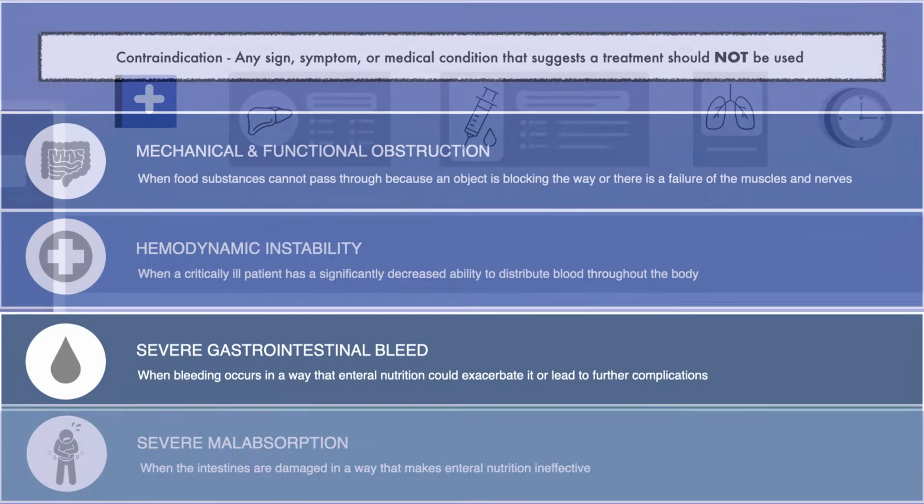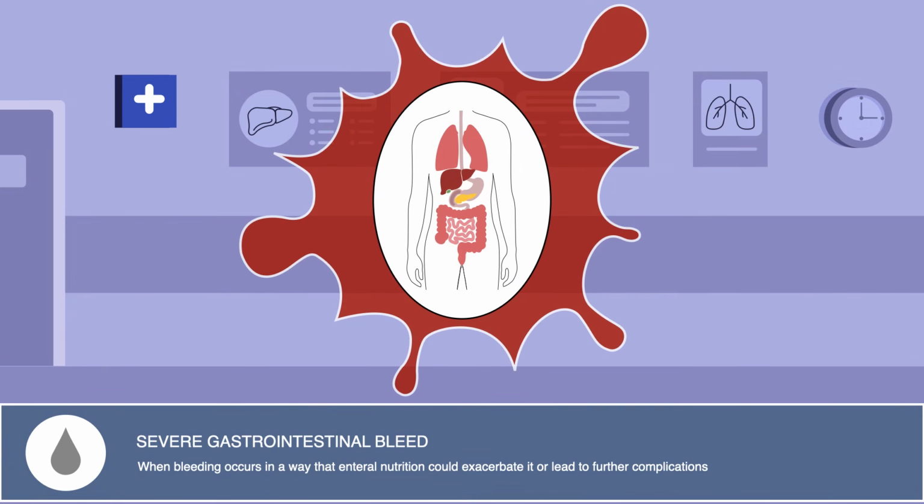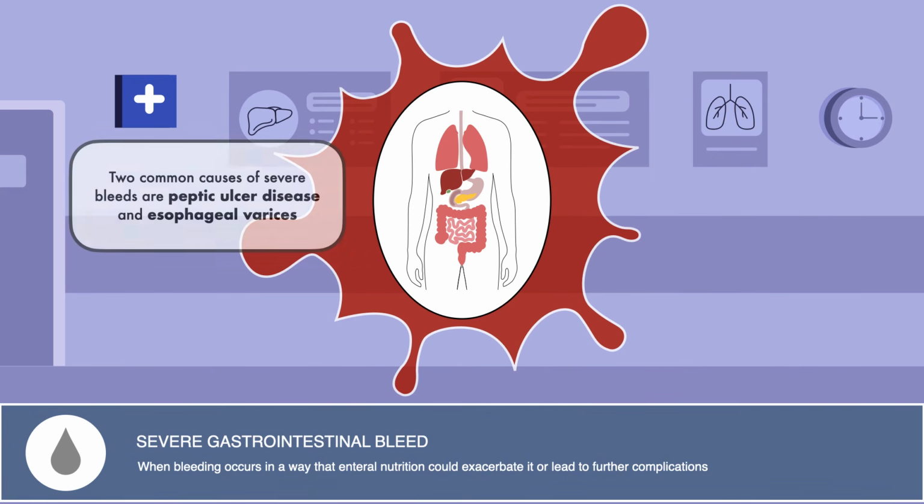Then we have severe gastrointestinal bleed. This is when bleeding occurs in a way that enteral nutrition could exacerbate it or lead to further complications. Two common causes of severe bleeds that prevent the use of enteral nutrition are peptic ulcer disease and esophageal varices, which are abnormal, enlarged veins that can occur with end-stage liver disease.